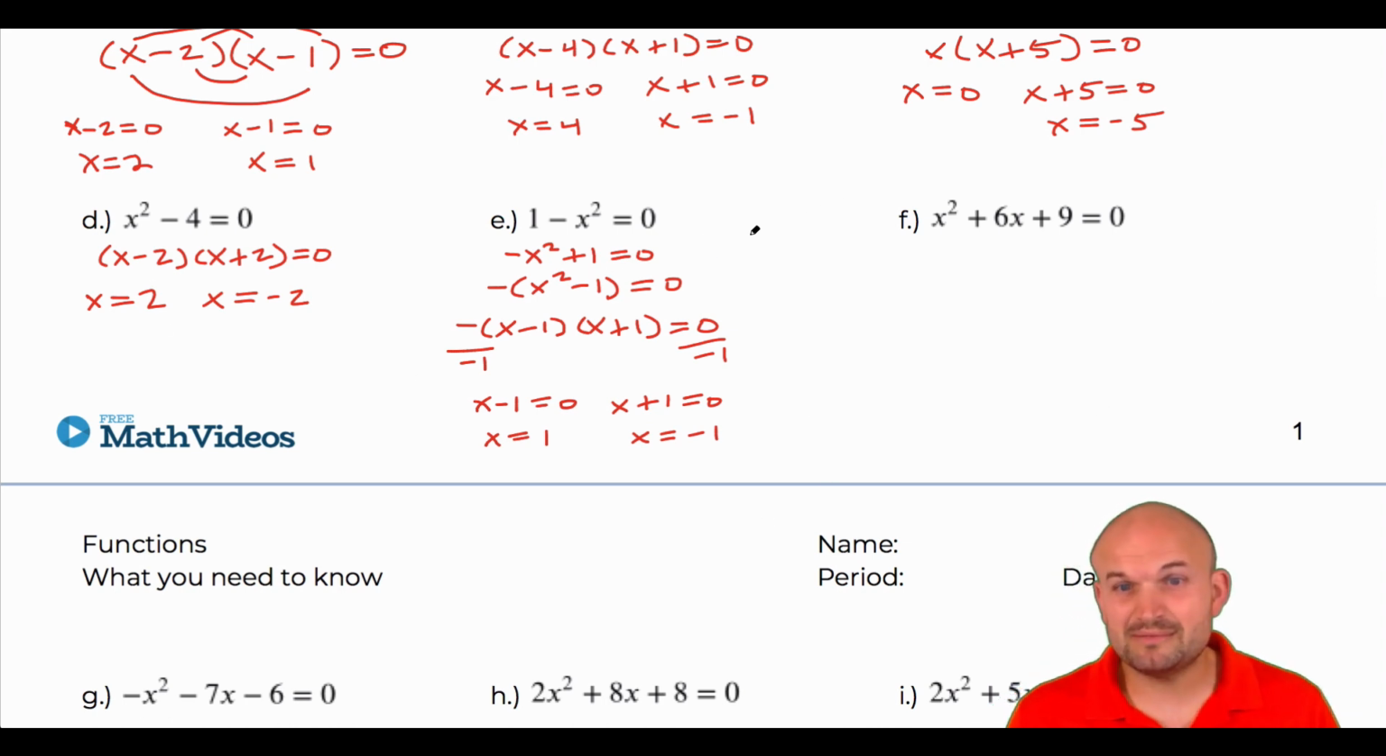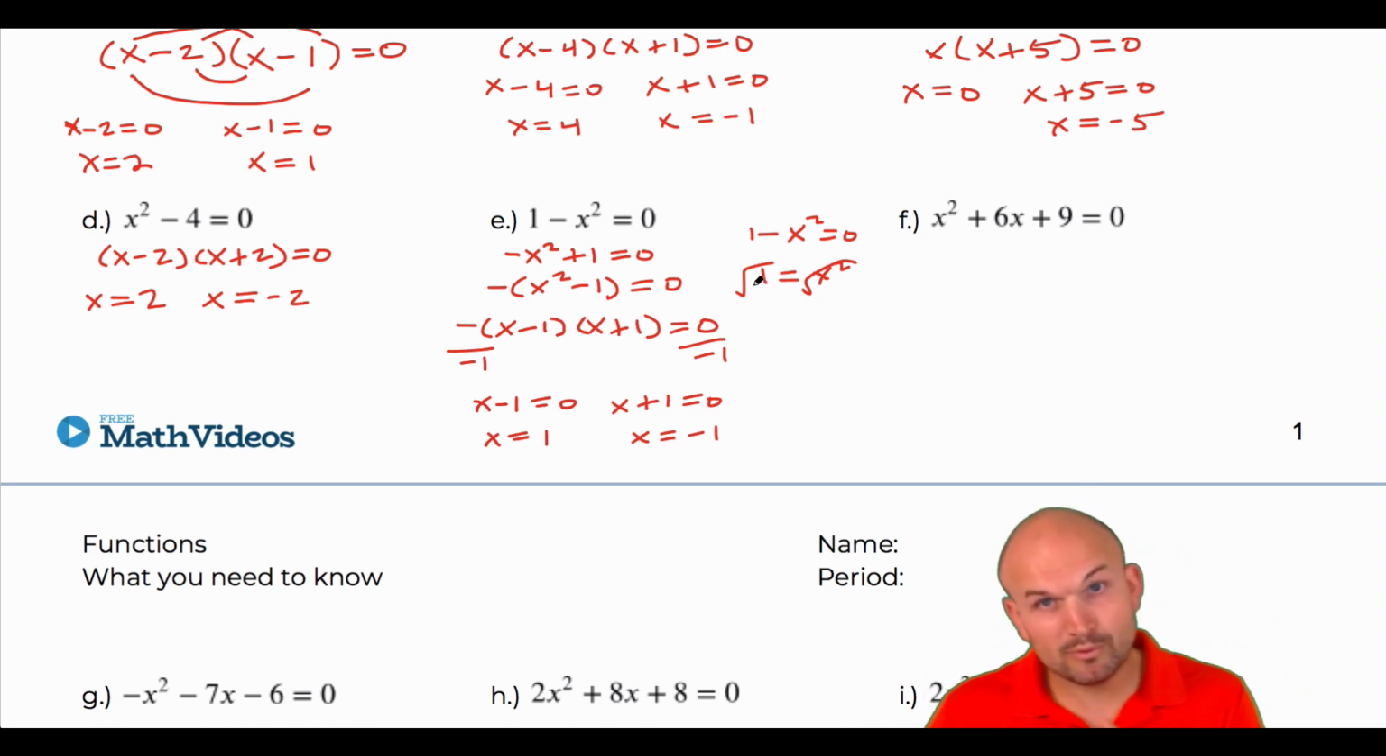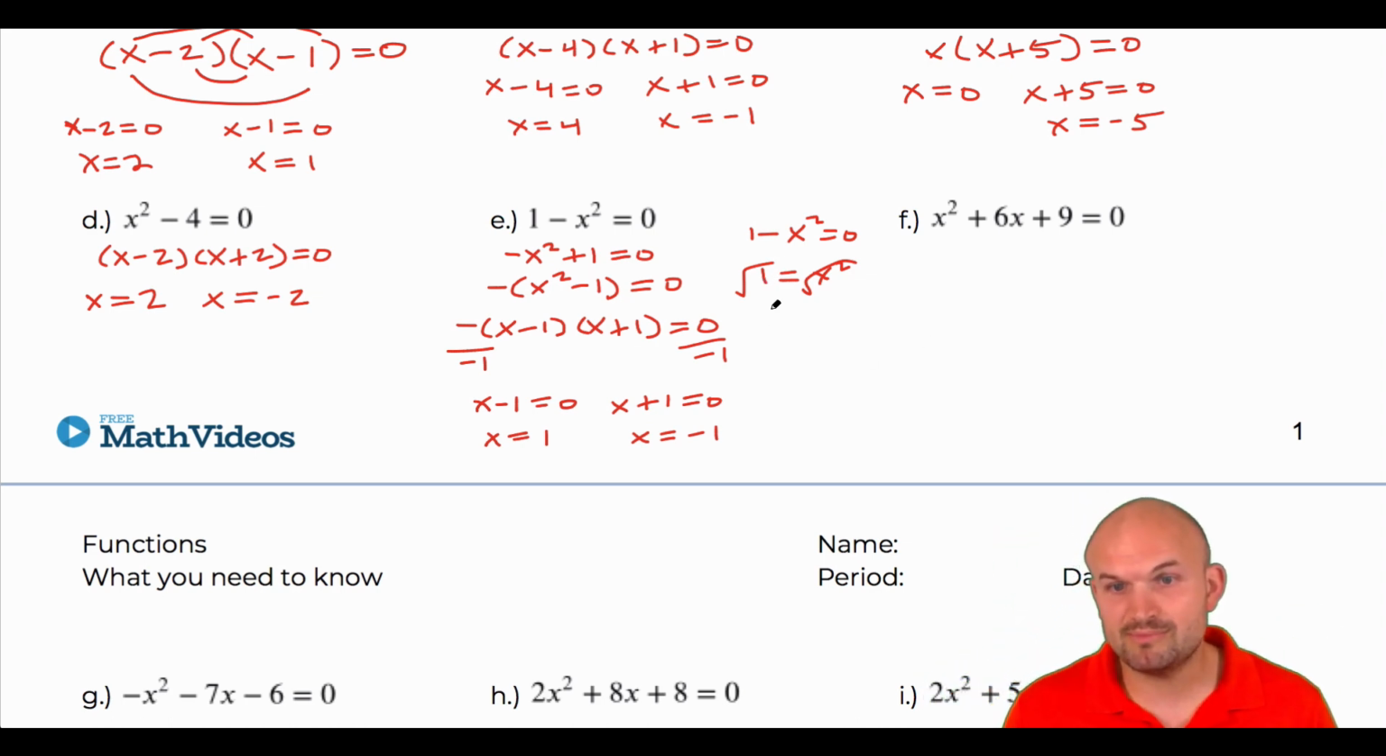The other way you could simply do this problem, if factoring wasn't really what I asked you to do, you could just add the x squared to the other side, right? And then we could do what we call the square root method, just take the square root of both sides. The reason why that's important, though, remember, when you introduce the square root, you've got to do plus or minus. So x equals plus or minus 1.